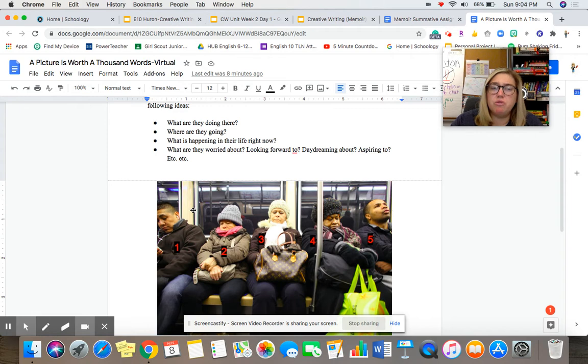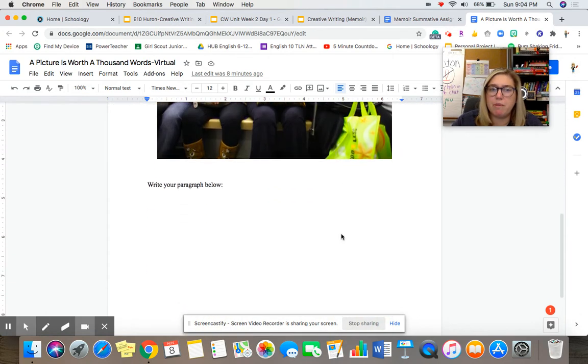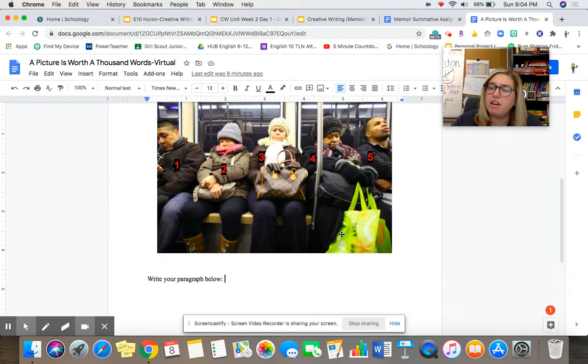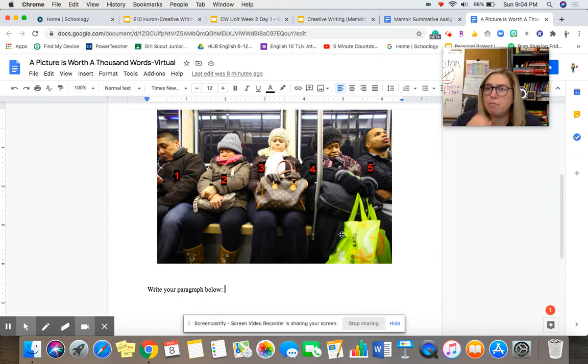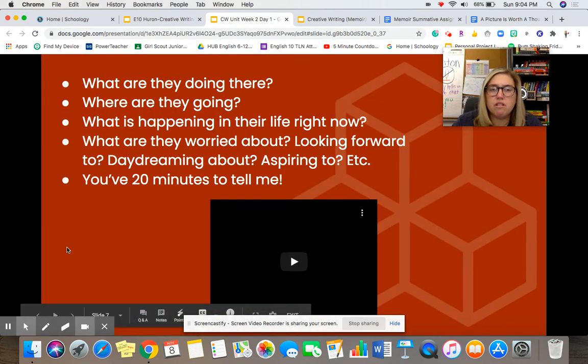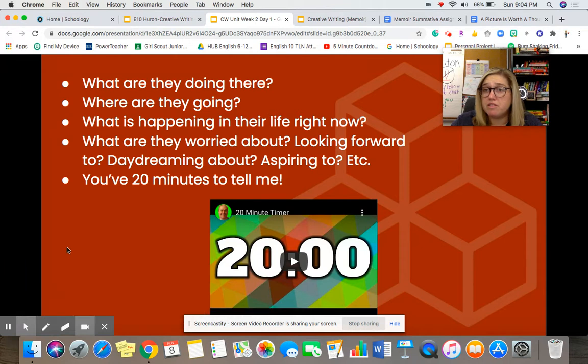So again, you will pick one of these people, 1 through 5, and you will write about them in this paragraph below, and you will turn that into me. The goal of this is to get you thinking about perspective. What lens would number 2 see the world through? Okay? Based on your observations of them. Okay, so you would have gotten 20 minutes to do this if we were together, but we're not. That's okay.